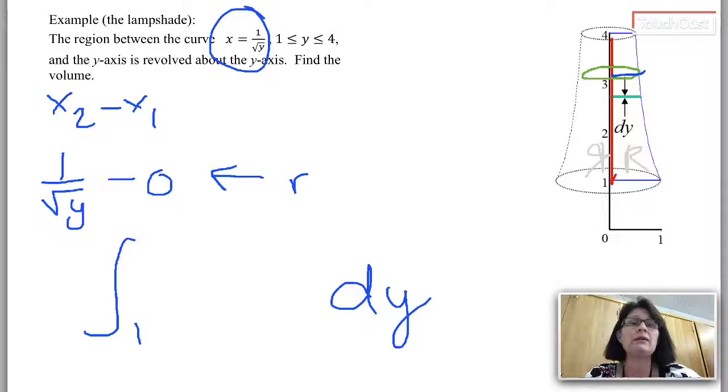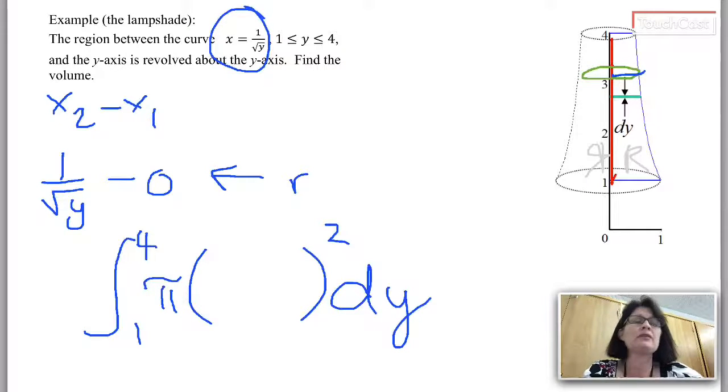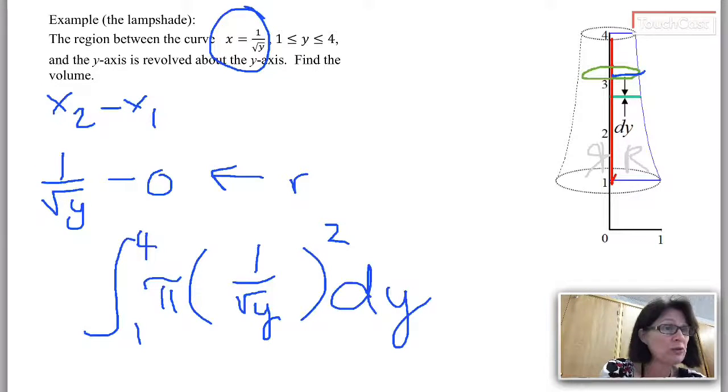This is going to go from 1 to 4. And still pi r squared. So pi times radius squared. I'm integrating area times thickness to model adding up infinitely many volumes of infinitely many very short, very thin cylinders. So my r is going to be 1 over square root of y. I could have put in 1 over square root of y minus 0, but feel free to simplify now.